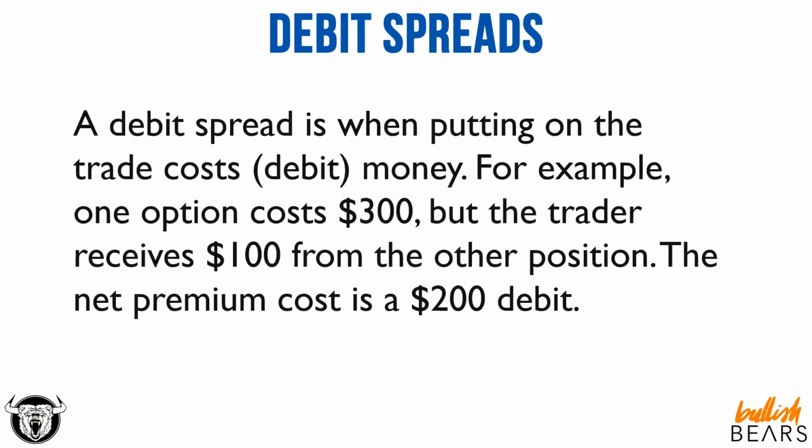A debit spread is when putting on the trade costs money, and that's where the term debit comes from. So think about using a debit card. When you go to use a debit card somewhere, you pay money, right? So it costs you. For example, when one option costs, let's say, $300, but the trader receives a credit from the other position, the net premium cost is a $200 debit. It costs money. So it's a combination of buying one option and then receiving a credit from another one, and that ends up being a net debit.